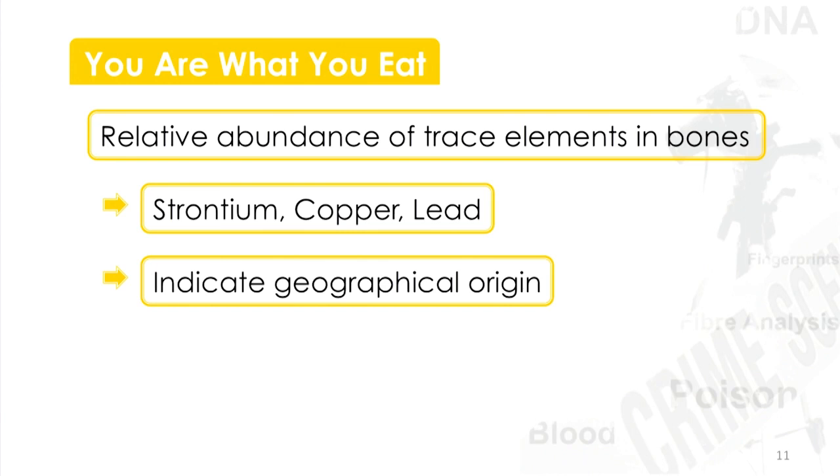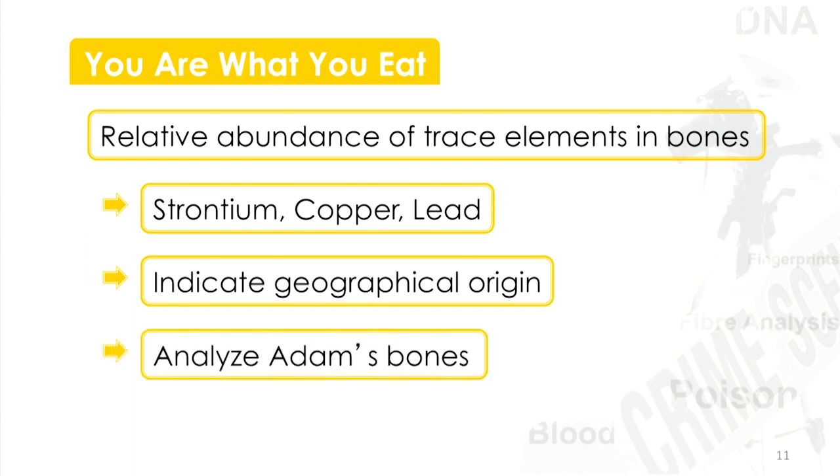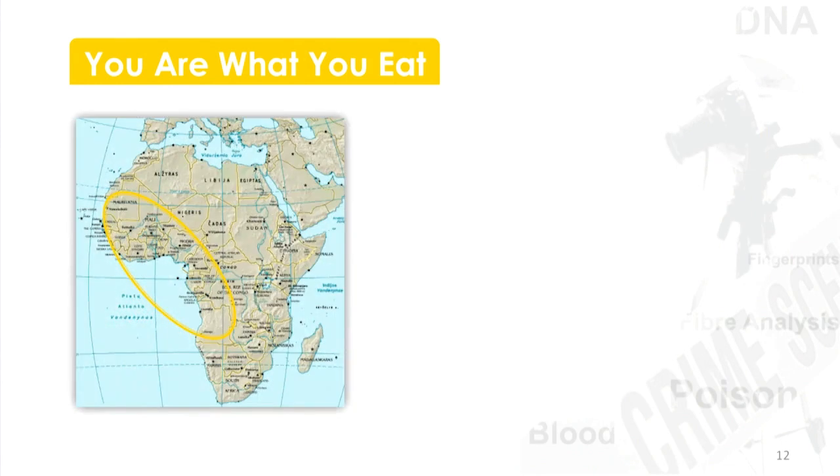So this is what was done. Adam's bones were analyzed for these trace elements, and indeed he had a little more of these elements than normal. Now, based on the idea of human sacrifice and black magic, it was believed that he came from somewhere in West Africa, because that is where these beliefs come from. But West Africa is an enormous place, and there are millions and millions of people there.